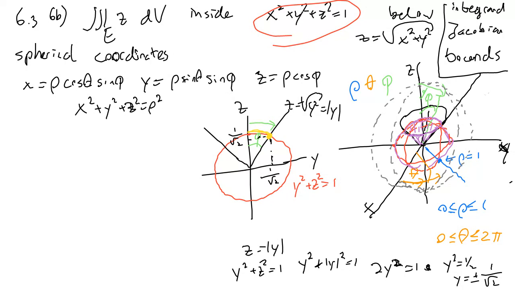Okay, there's a question. Why isn't phi between pi over 4 and 3 pi over 4? Okay, I will answer that question in a second once I finish the rest of the question, okay?